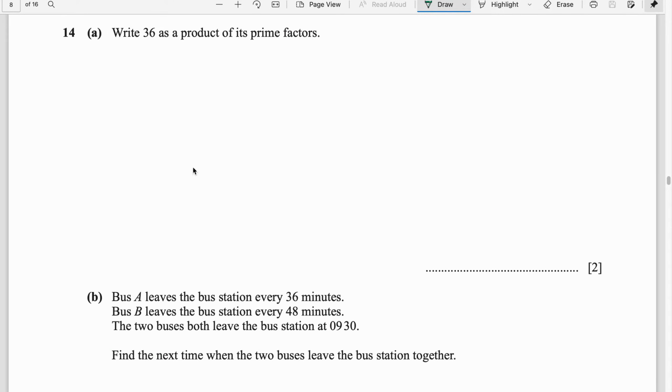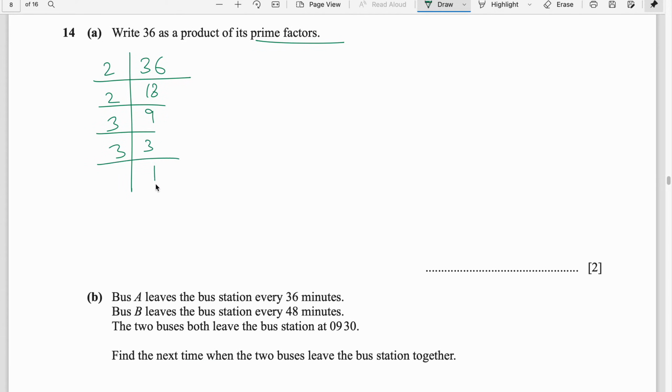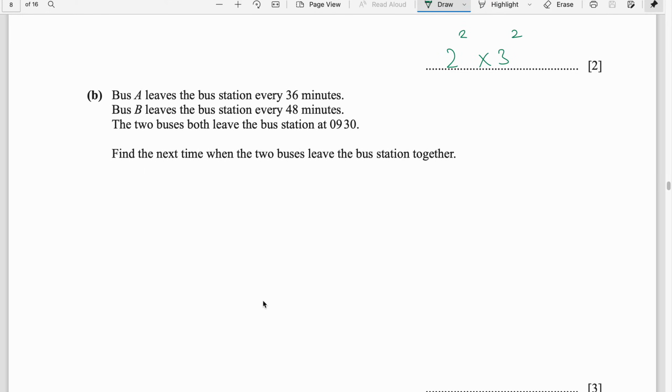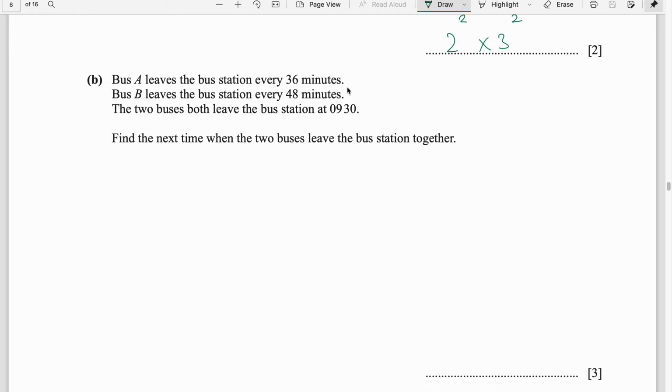Question number 14. Write 36 as a product of its prime factors. 36, 2, 18, 2, 9, 3, 3, 3, 1. So that is 2 squared times 3 squared. B part says a bus A leaves the bus station every 36 minutes. Bus B leaves the station every 48 minutes. They both leave at 9:30. Find the next time when the two buses leave the bus station together.